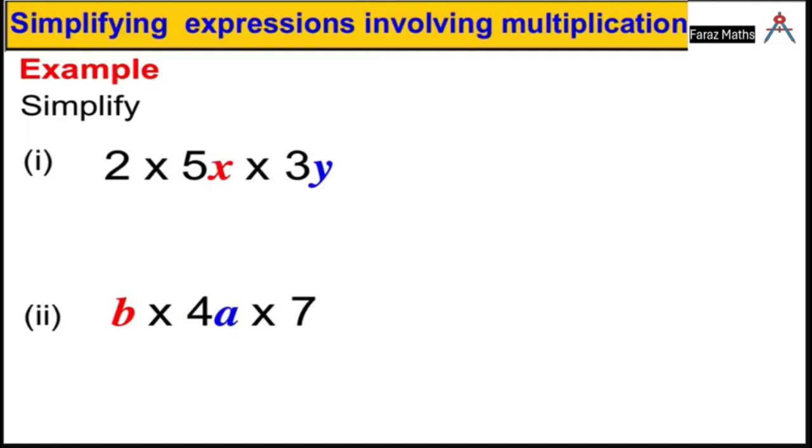So 2 times 5x times 3y. What we have to do here is multiply the numbers first. 2 times 5 is 10, 10 times 3 is 30, so that is 30xy. Remember, we have to follow the alphabetical order. Here, 1 times 4 times 7: 1 times 4 is 4, 4 times 7 is 28. And then we write a and then b in alphabetical order, 28ab.